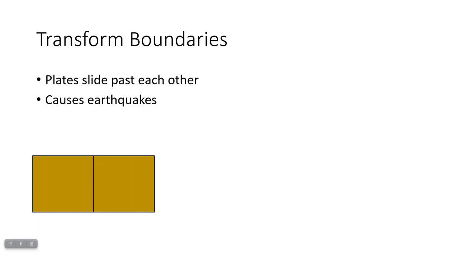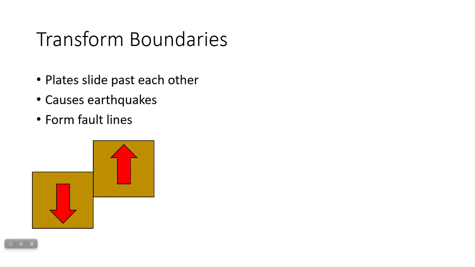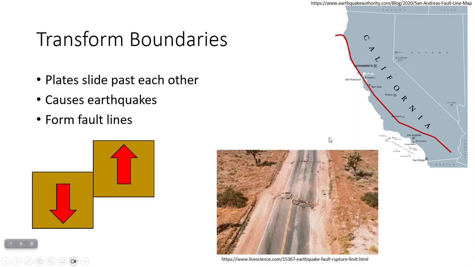Transform boundaries happen when plates slide past each other. What's going to commonly happen is you're going to have a lot of earthquakes there. And you have fault lines formed there. Like here, you see a very famous fault, the San Andreas Fault in California, because the southwest portion of California is actually on a separate continental plate from the rest of North America. They're sliding past each other, and as they do, a lot of earthquakes happen.